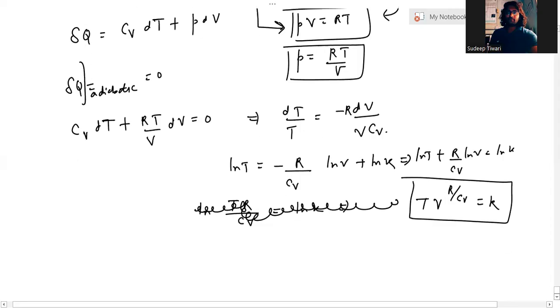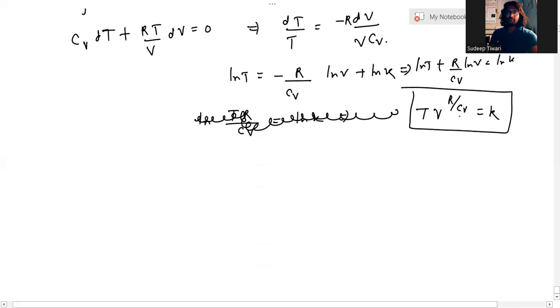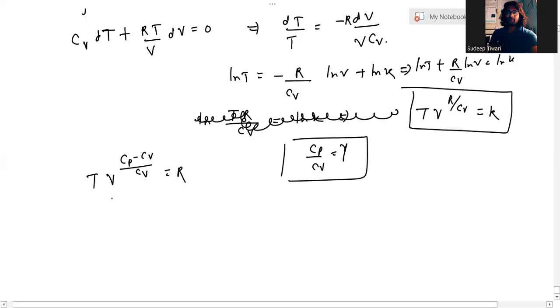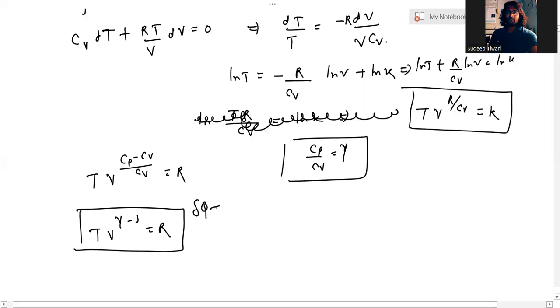I think this is fine. So T into V raised to power R by Cv is equal to constant. For ideal gases, I know R is Cp minus Cv, so R divided by Cv is equal to Cp by Cv minus 1. I can write Cp by Cv as some constant, which I'm writing as gamma. So this will be T into V raised to power gamma minus 1 is equal to constant. This is an equation of state for adiabatic processes. That is, when delta Q is equal to 0, TV raised to power gamma minus 1 is equal to constant, where gamma is equal to Cp by Cv.